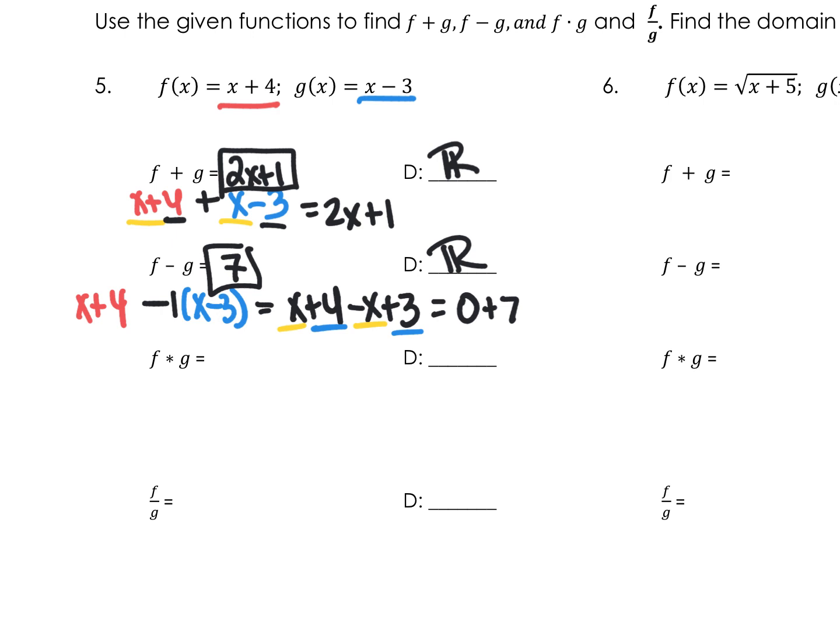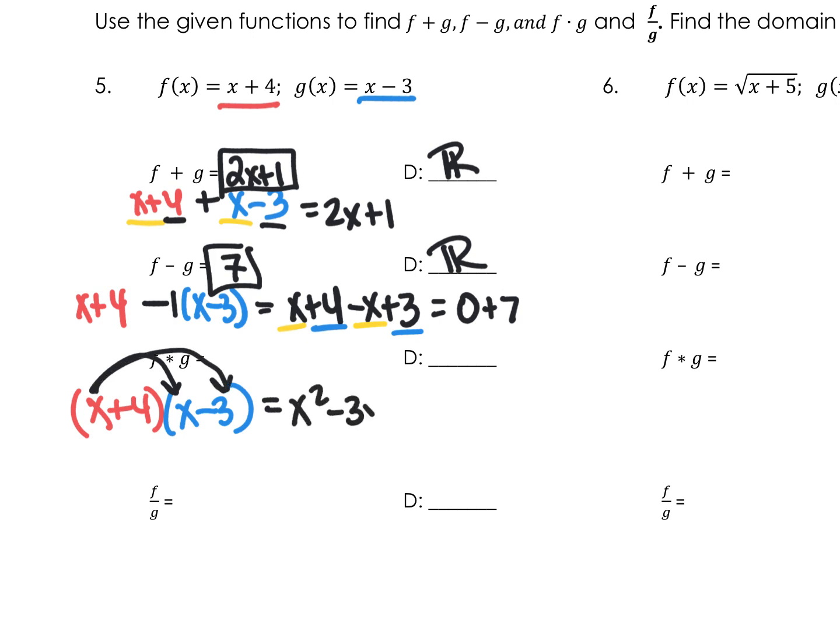Now for the next one, we're multiplying f and g. So we'll take f, and we need to multiply all of f by all of g. Now remember, here's where we have to distribute, because we got to do x times x. That'll be x squared. We got to do x times negative 3. That'll be negative 3x. We have to do 4 times x, so that'll be plus 4x. And we got to do 4 times negative 3, which is negative 12.